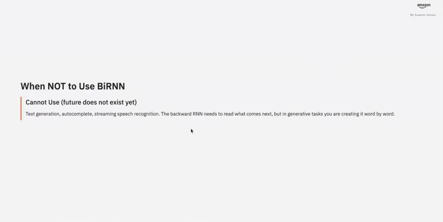Same with Alexa generating a spoken response in real time. It is producing audio one frame at a time. It simply cannot look ahead at what it is about to say. Bidirectional RNN is fundamentally incompatible with any task that requires generating output before the full input is known.